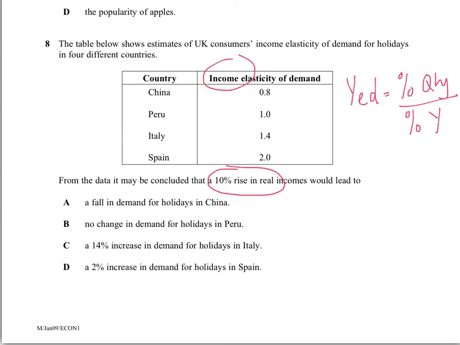We already know two of these values. From the data it tells you there's been a 10% rise in incomes. So we know percentage change in Y is 10. Okay, we don't know what the percentage change in quantity is, that's an unknown Q. YED, however, we do know for these countries. A fall in demand is irrelevant. No change in demand is irrelevant. So you've got two options. Is there going to be a 40% increase in Italy, or is there going to be a 2% increase in demand for Spain? Look at the two values we've got. Substitute in Italy.